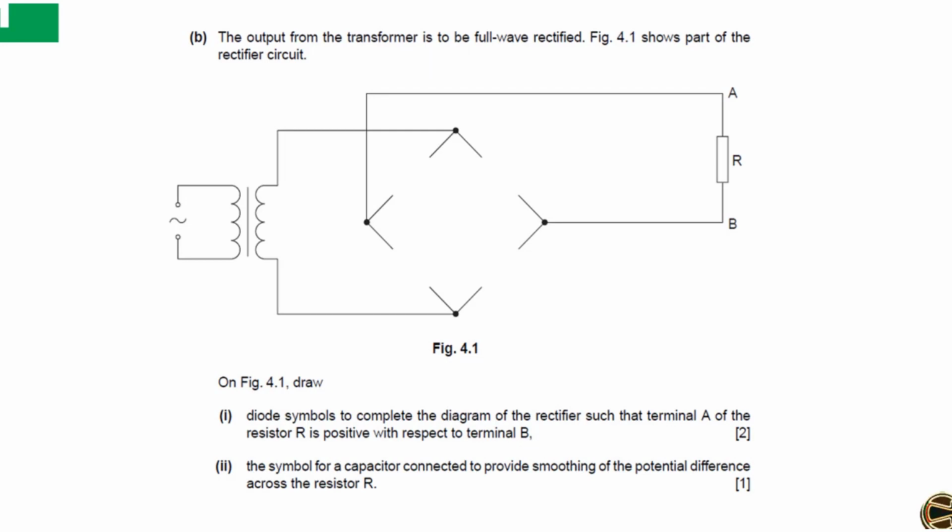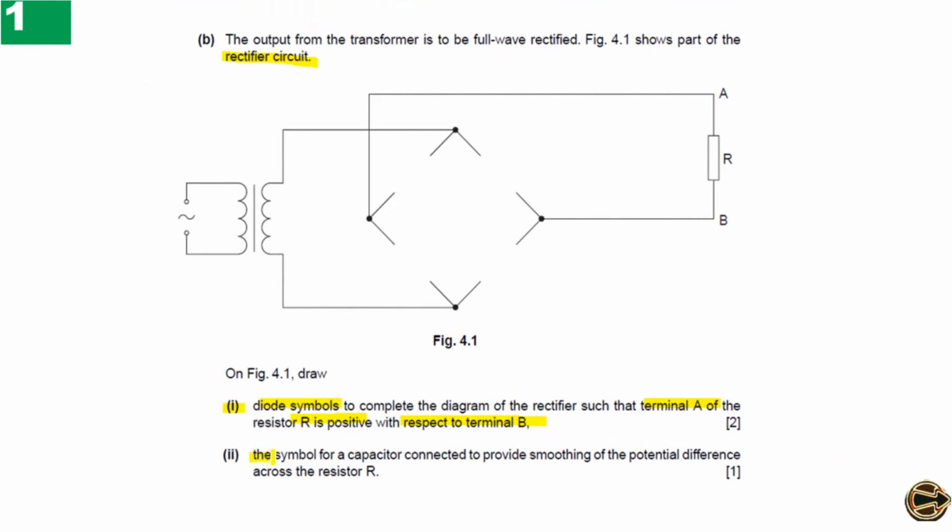Here is our part B, and in part B we simply need to complete this rectifier circuit. As you can see, this is given, but it is incomplete. We have to complete this one. For part B1, simply we need to use diode symbols and complete this. But one more thing we need to keep in mind is that terminal A of the resistor is positive with respect to terminal B. What exactly does it mean? It simply means that current is entering from A. A is positive, so the current has to enter from the A side. So we can say this will be positive and this will be negative.